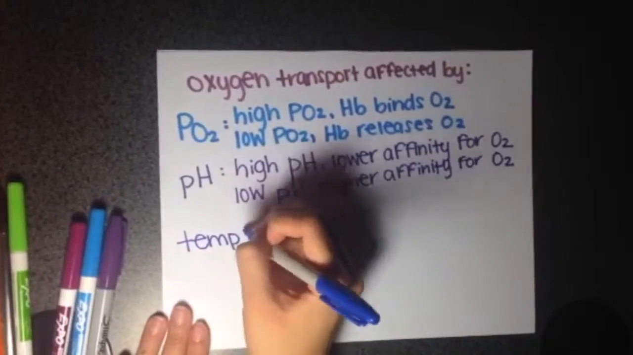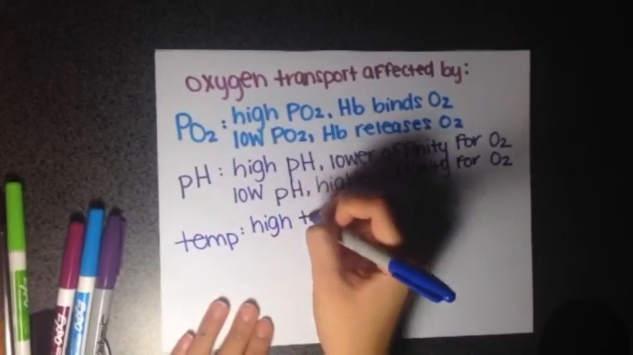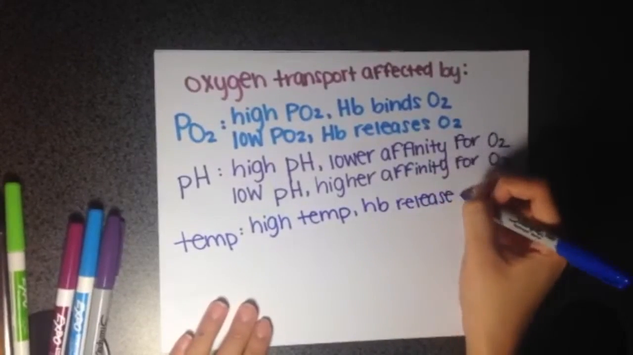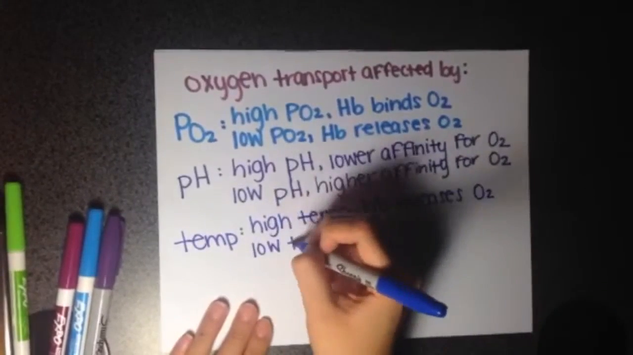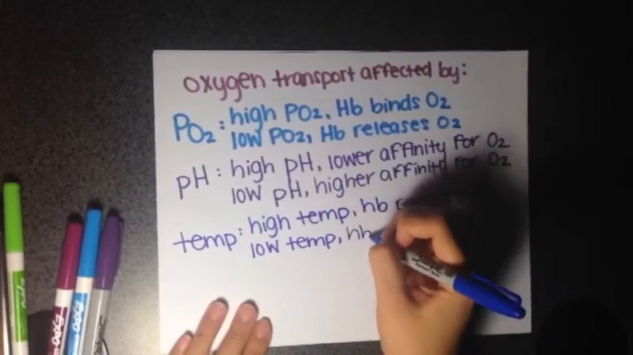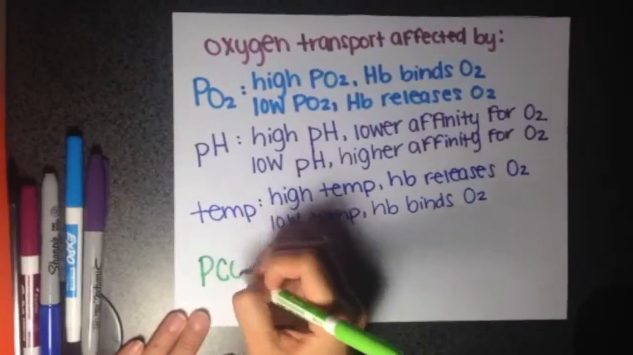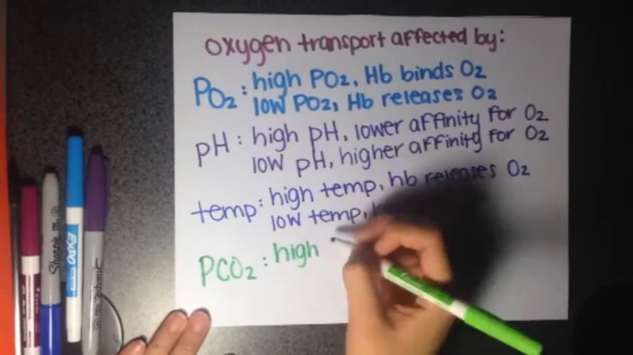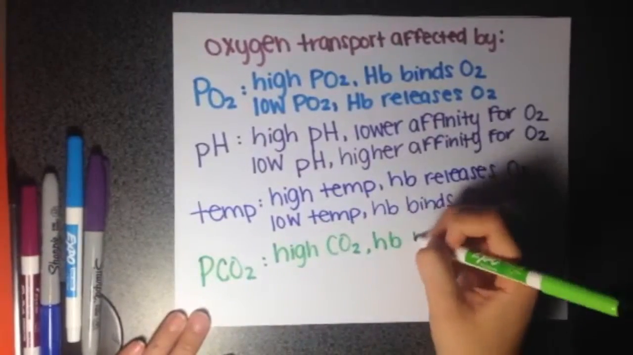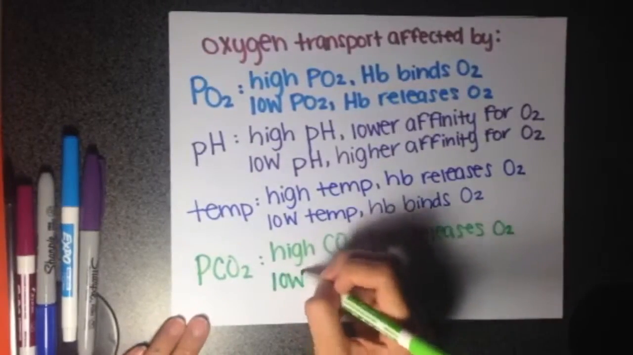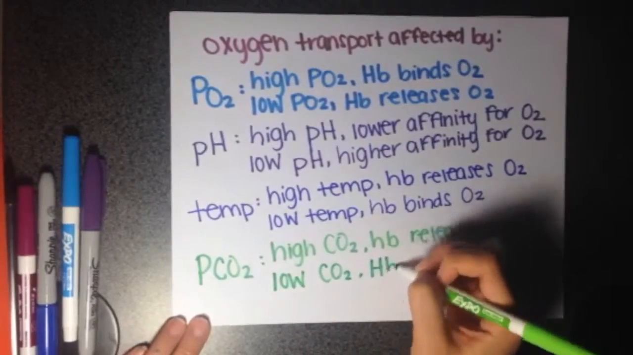When there is a high temperature of blood, hemoglobin releases oxygen because high temperature weakens the bonds between hemoglobin and oxygen. Conversely, when there is a low temperature, hemoglobin is able to bind more efficiently to oxygen. Lastly, a high partial pressure of carbon dioxide causes hemoglobin to release oxygen and maintain homeostasis. When the partial pressure of carbon dioxide is low, the opposite occurs and hemoglobin binds to oxygen.